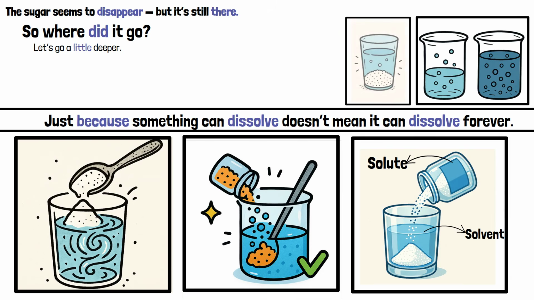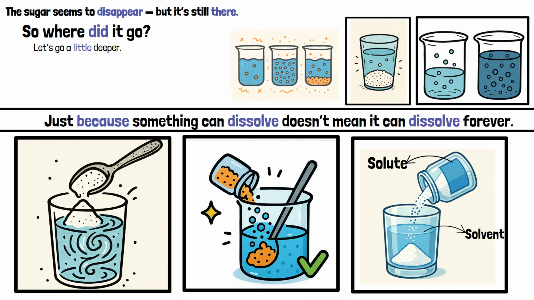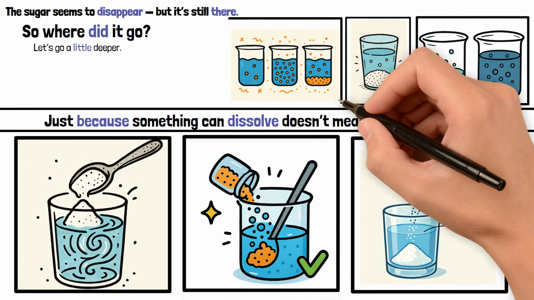Now imagine adding more and more sugar to the same glass of water. At first, it keeps dissolving, but eventually, extra sugar sinks to the bottom. That point is called saturation. The solution can't hold any more solute at that temperature.